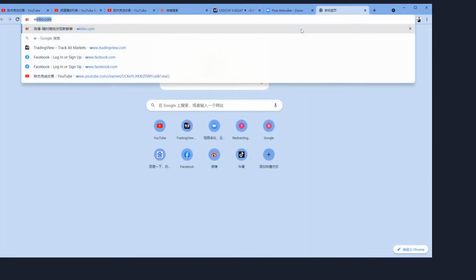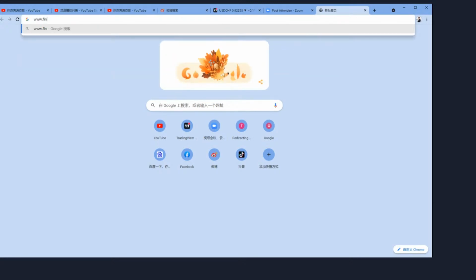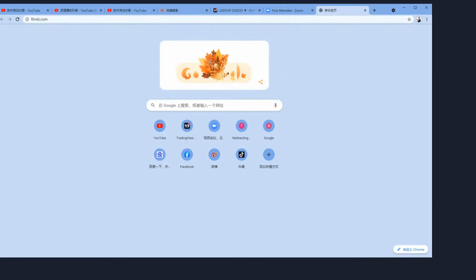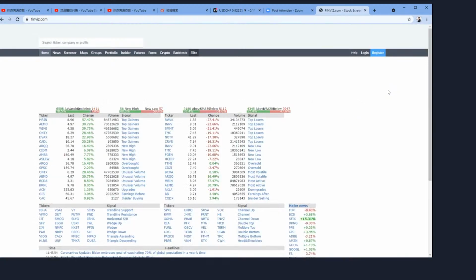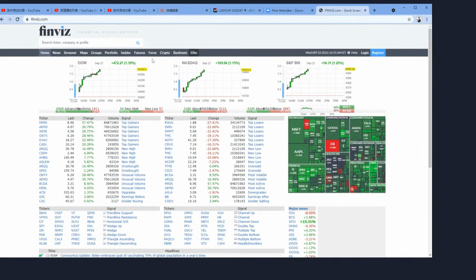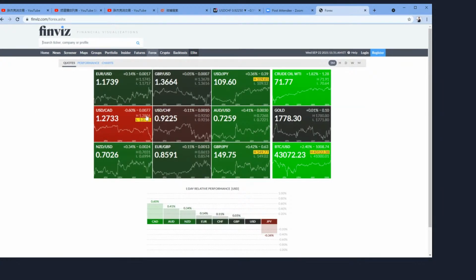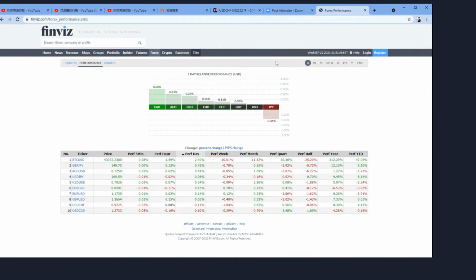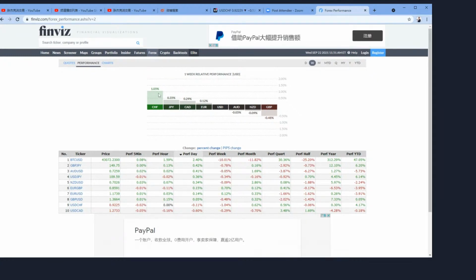Another thing, you can check FinViz. It is always good to check finviz.com. You just click forex here, check the performance, and go to the monthly. Here, in the monthly difference, the Kiwi is the strongest and the Swiss is the weakest. In the weekly chart now, for the recent one week performance, the Swiss franc is the strongest pair.